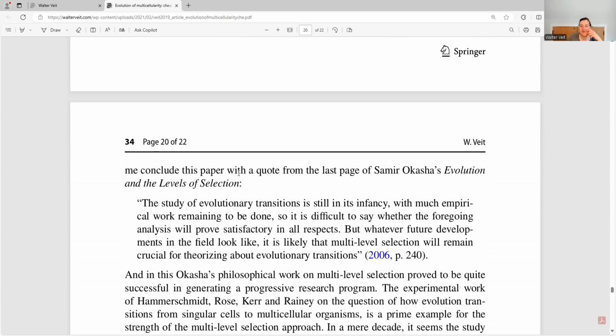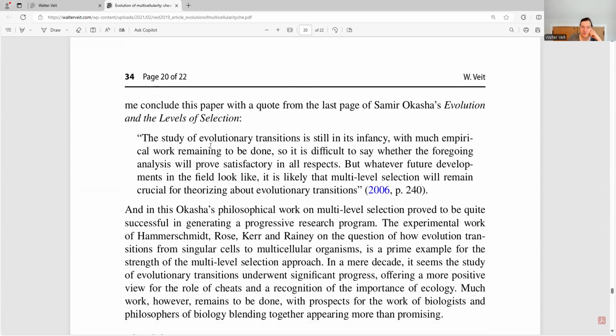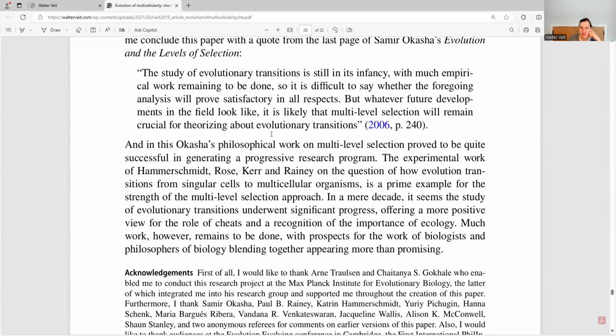Let me conclude this paper with a quote from the last page of Samir Okasha's Evolution and the Levels of Selection. Quote, "The study of evolutionary transitions is still in its infancy, with much empirical work remaining to be done. So it is difficult to say whether the foregoing analysis will prove satisfactory in all respects. But whatever future developments in the field look like, it is likely that multi-level selection will remain crucial for theorizing about evolutionary transitions." Quote end.